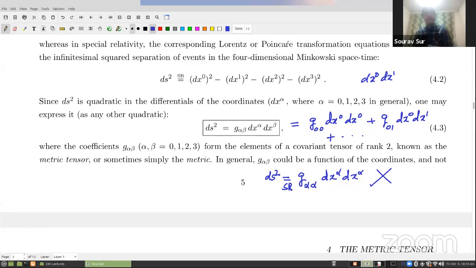No two indices can be repeated more than once. You cannot have 3 alphas, 4 alphas, or more than 2 dummy indices of the same symbol. If there are 2 dummy indices, then you have to use 2 different symbols. You cannot use the same symbol. So this is a word of caution.